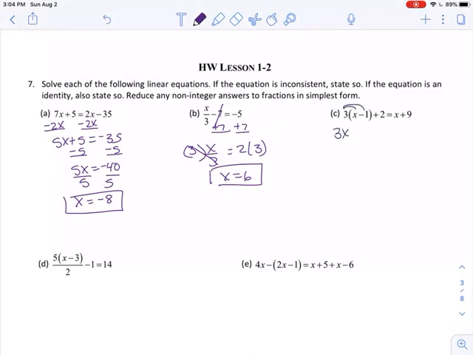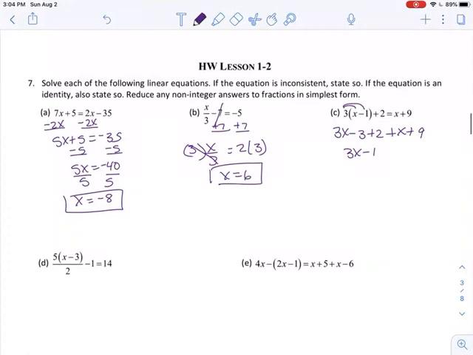C, I'm going to be using that distributive property. So 3 times x is 3x, 3 times -1 is -3. The -3 and the 2 can be combined together because they are on the same side. This is an equal sign here in the middle. I'll subtract x. I don't want x's on both sides. I'll add 1.